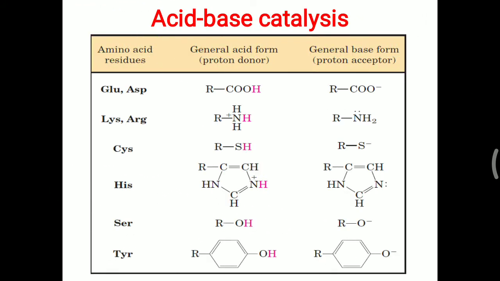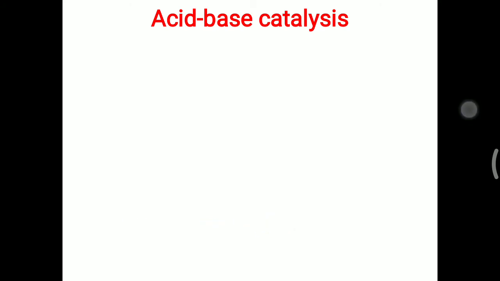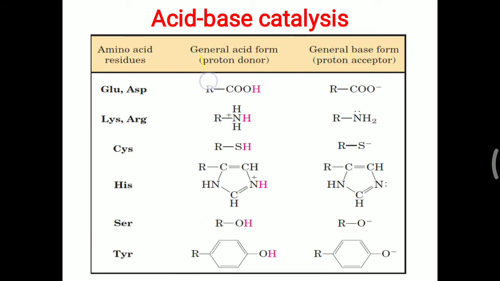Here a table is shown of amino acid residues. Glutamic acid and aspartic acid are the acidic amino acids. In the same way, basic amino acids like lysine and arginine are involved in donating as well as accepting protons, based on the requirement or activity of the enzyme. In the same way, cysteine, histidine, serine and tyrosine can also work as acceptors as well as donors of the proton.